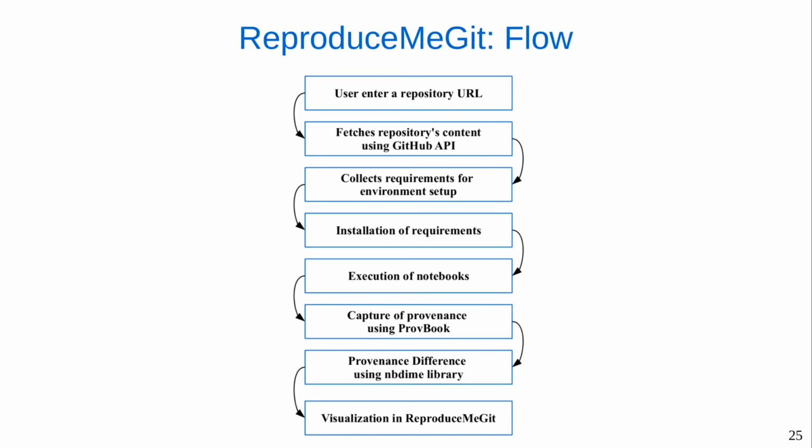After setting up the environment, the notebooks are executed using the Python version of the original notebook. And supported by Provebook, Reproduce Me Git stores the provenance information of all the executions. Now we use the NBDime tool provided by Project Jupyter to calculate the difference between the two executions. And then the analysis of the reproducibility study of the repository is visualized in Reproduce Me Git.